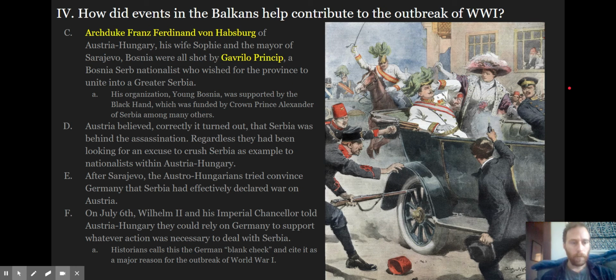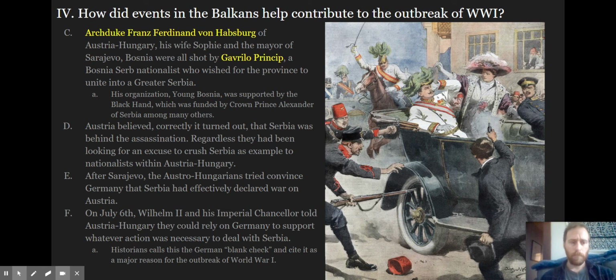So, you know this story already. Archduke Franz Ferdinand von Habsburg is murdered in the city of Sarajevo, Bosnia, by Gavrilo Princip, a Bosnian Serb nationalist who wanted Bosnia to become part of a greater Serbia. He's part of this organization called Young Bosnia, which is supported indirectly by the group called the Black Hand, which is a Serbian secret society funded by people like the Crown Prince of Serbia.